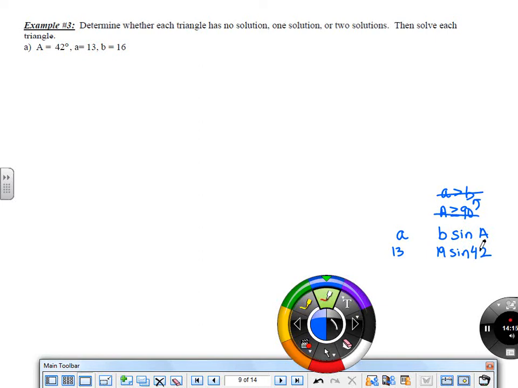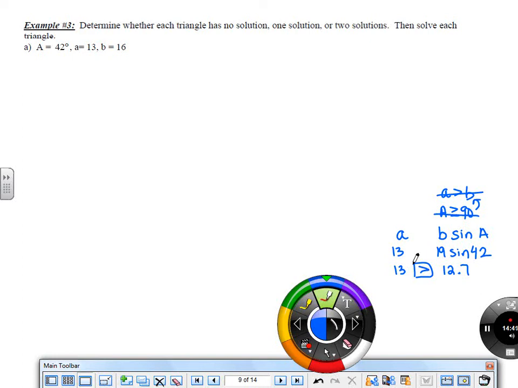So make sure it's in degree mode, and I'm going to calculate sine of 42 times 19. And this gives me 12.7. And I'm comparing that to 13, which means it's bigger. This means that side length is in that situation where it's longer than the distance needed to make one triangle. Therefore, it makes two triangles.